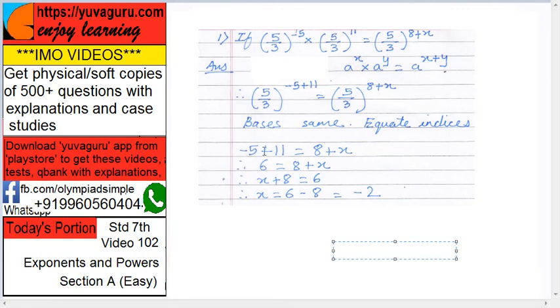So -5 + 11 = 8 + x. Solve this, you will get 6 = 8 + x, then we will write it in reverse, x + 8 = 6. So x = 6 - 8, that is -2.